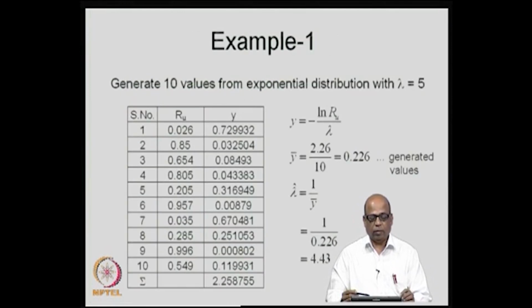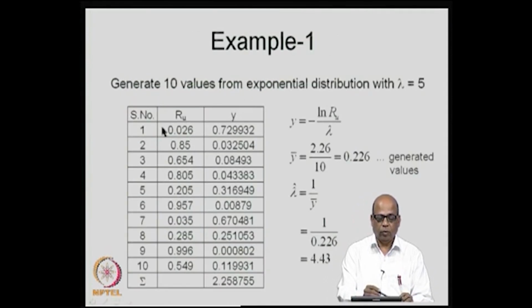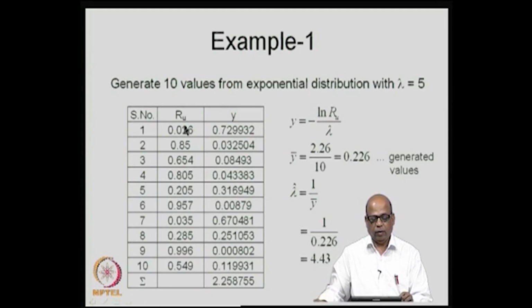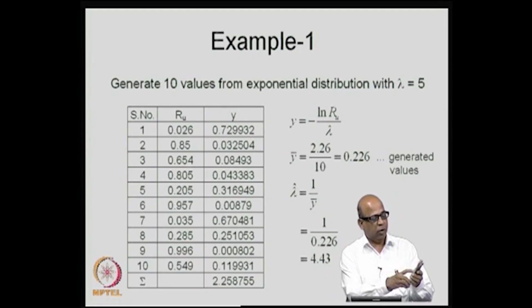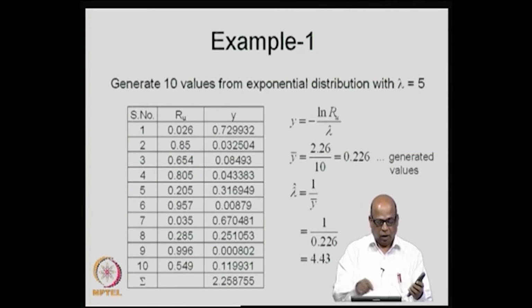Let us look at a simple example now. Generate 10 values from exponential distribution with lambda is equal to 5. First, you generate one uniformly distributed random number. Let us say again we will take a calculator and then get this number. And if that number is 0.026, lambda is given, so you will get y. Next time you generate another random number, as I mentioned, every time you take a new random number and then generate the associated value of y. So, like this you generate 10 values of y.